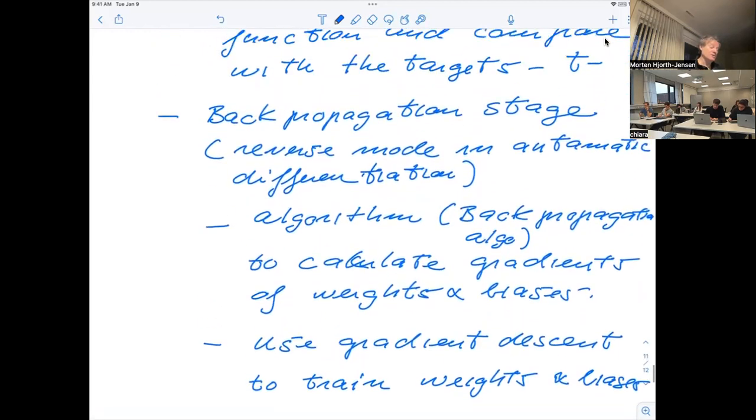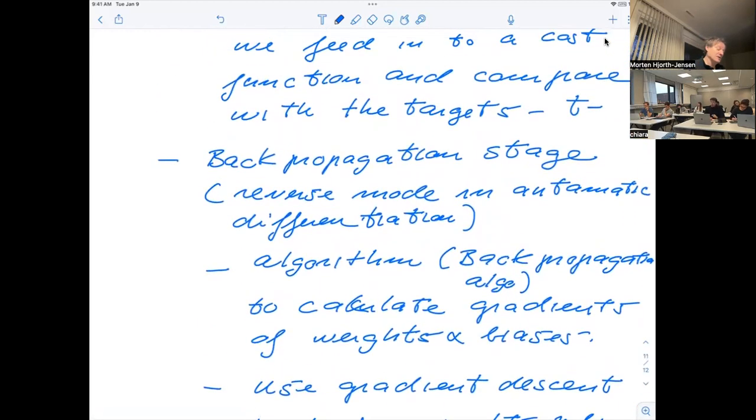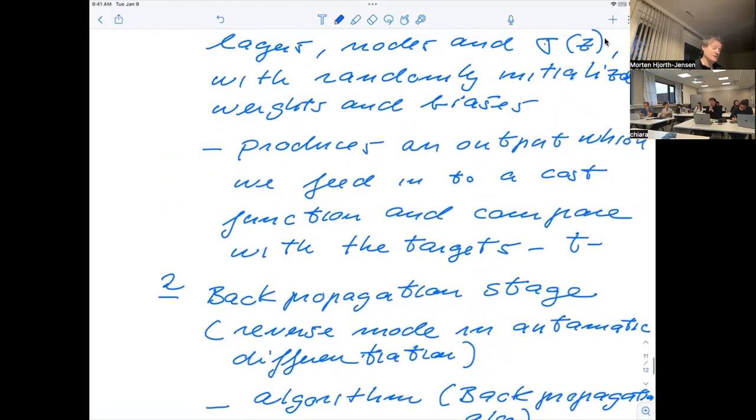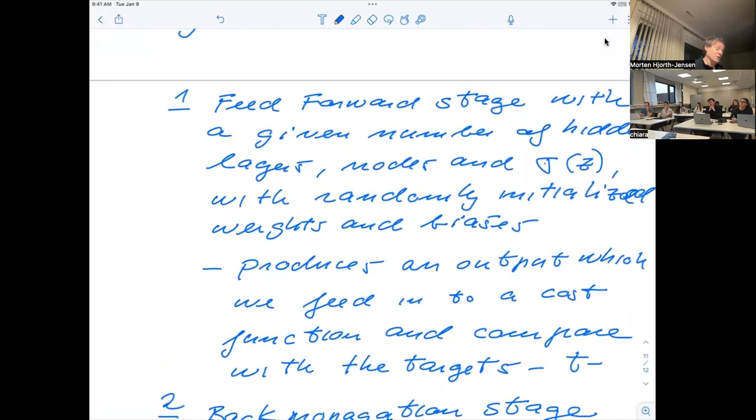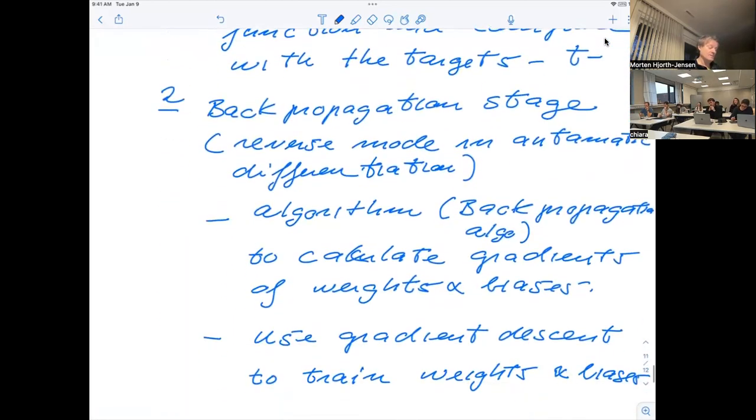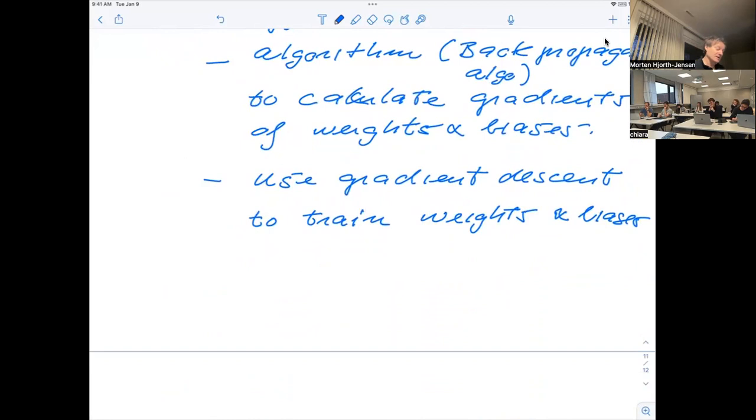So I'm going to put numbers here, and I'm going to put this as a number 2, and then number 1. So the next step is to repeat. So this is stage 3. Repeat 1 and 2.